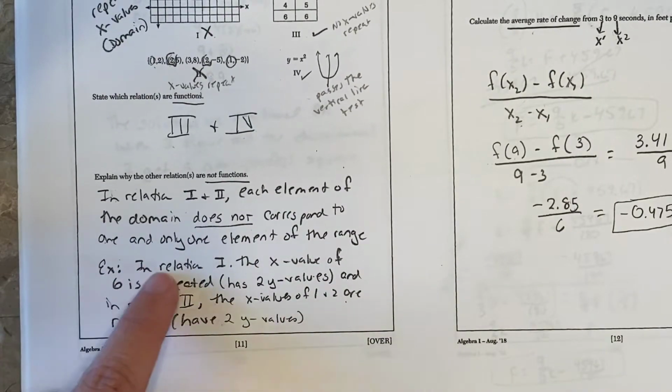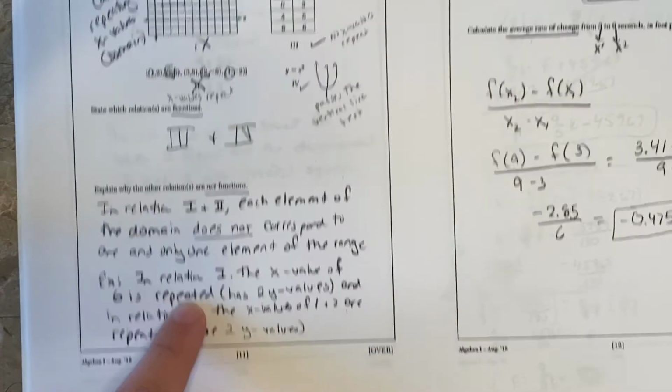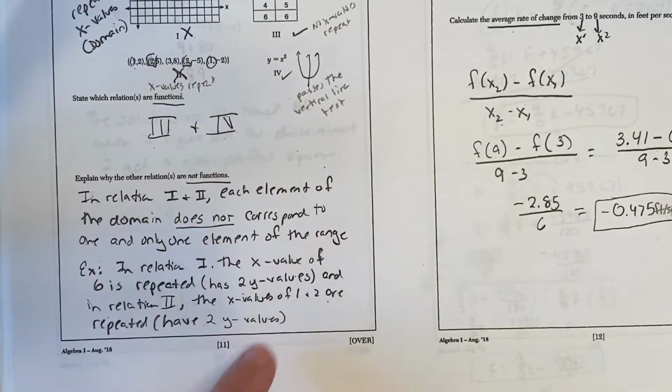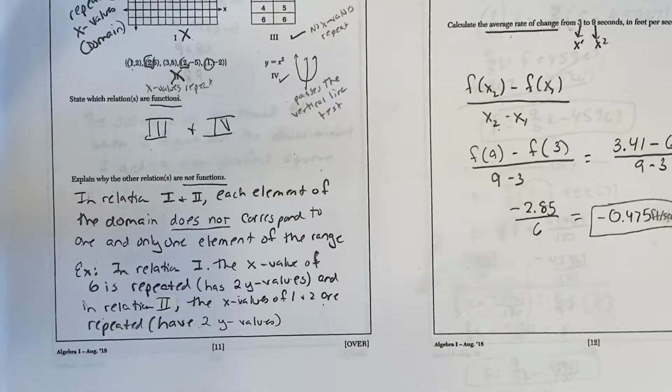And then I wrote specifically in relation 1, the x value of 6 is repeated, right? That's what's showing right there. And then in relation 2, which is right here, the 1s and 2 are repeated. So that's what's making it no good.